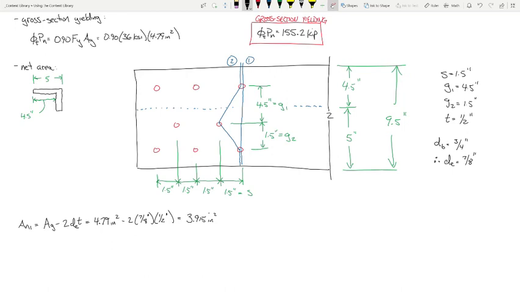Okay, now help me out with net area 2. We take the gross area minus how many bolt holes? 3. Now, how many stagger factors do we add? 2 different ones. But are they the same? No. All right. So what we'll say is 3 plus s squared t over 4g1 plus s squared t over 4g2. They're different stagger factors because they're different diagonal paths.